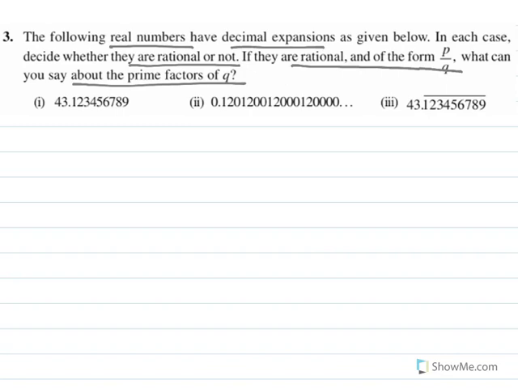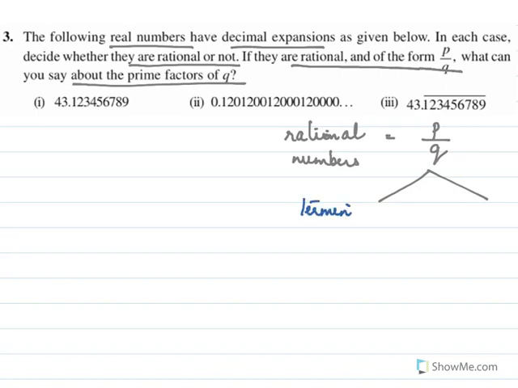So first let's go over what rational numbers are. Rational numbers are those that can be written as P over Q. Now among the rational numbers we have two kinds. We have the terminating and we have the non-terminating.